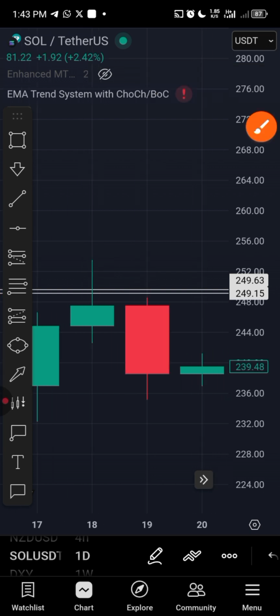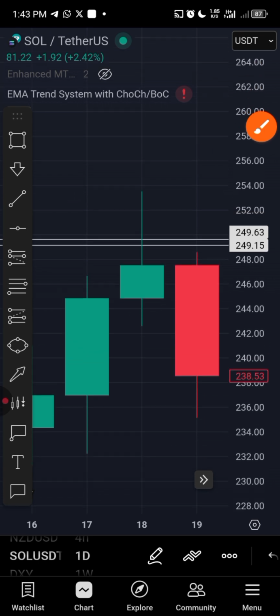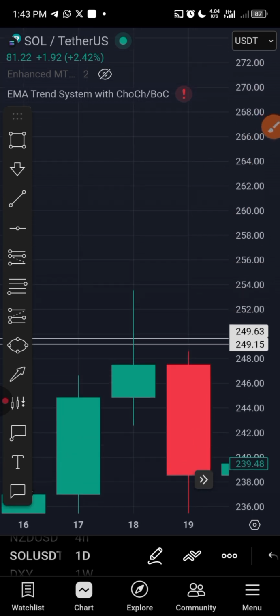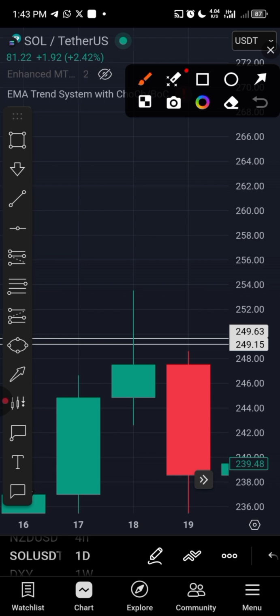Now, with that said, let's look at what makes up the candlestick. What makes up the candlestick are the open, high, low, and close. So we have the open, we have the high, we have the low, and we have the close.